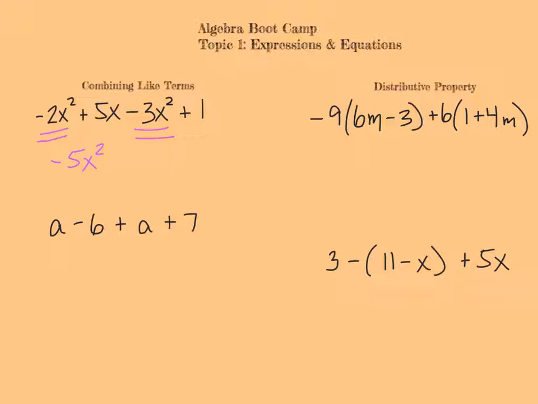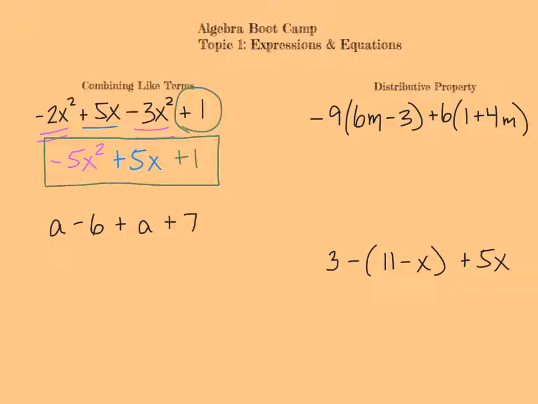Next, we don't have any other real like terms. This is the only term with just an x in it, so we'll bring it down. And lastly, our constant term is the plus 1. So that is the fully simplified expression.